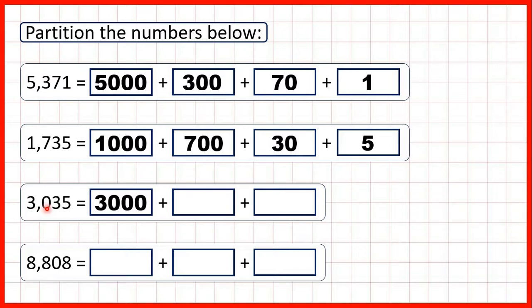So because we don't need to partition zeros, we can move on to this 3 that's in our tens. So that stands for 30, and then this 5 in our ones just stands for 5. Now 8,808. This 8 in our thousands stands for 8,000. We have an 8 in our hundreds, so that's 800. We have a 0 in our tens, so we don't need to partition that. And then we have an 8 in our ones, which just stands for 8.